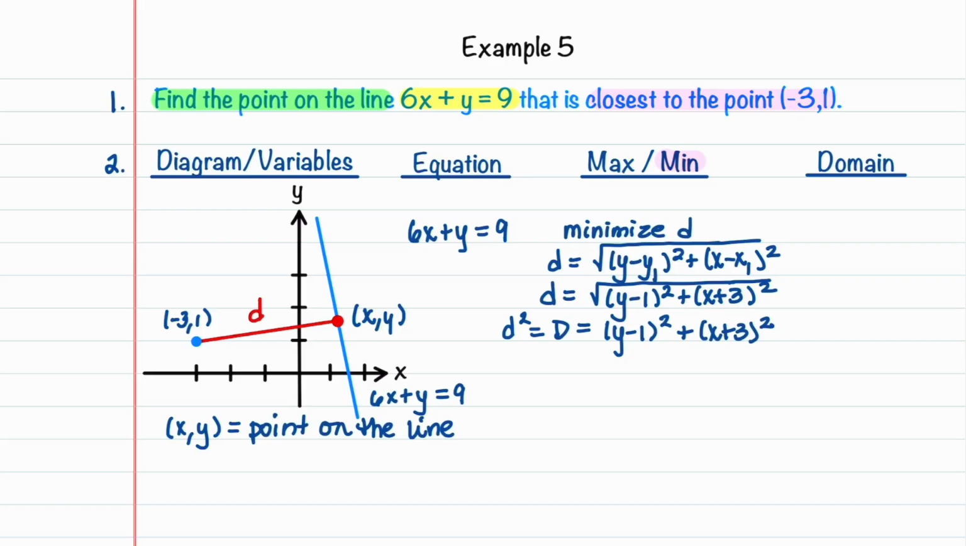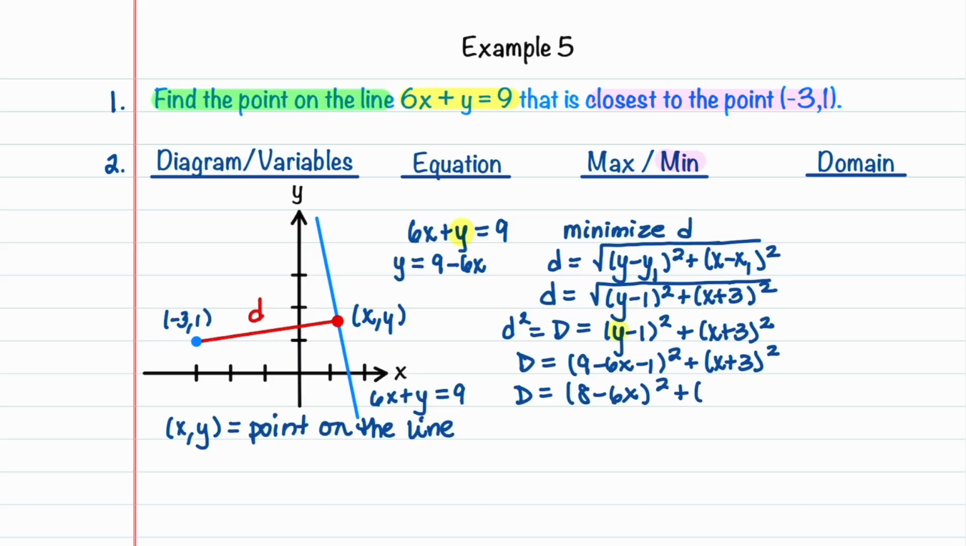Now what we want to do is substitute in for y, and we're going to go back to our equation for our line and use that to find y. So let's write down that y is equal to 9 minus 6x. So let's plug this in. Capital D is 9 minus 6x minus 1 quantity squared plus x plus 3 squared. This gives us 9 minus 1 is 8, so we have 8 minus 6x squared plus x plus 3 squared.